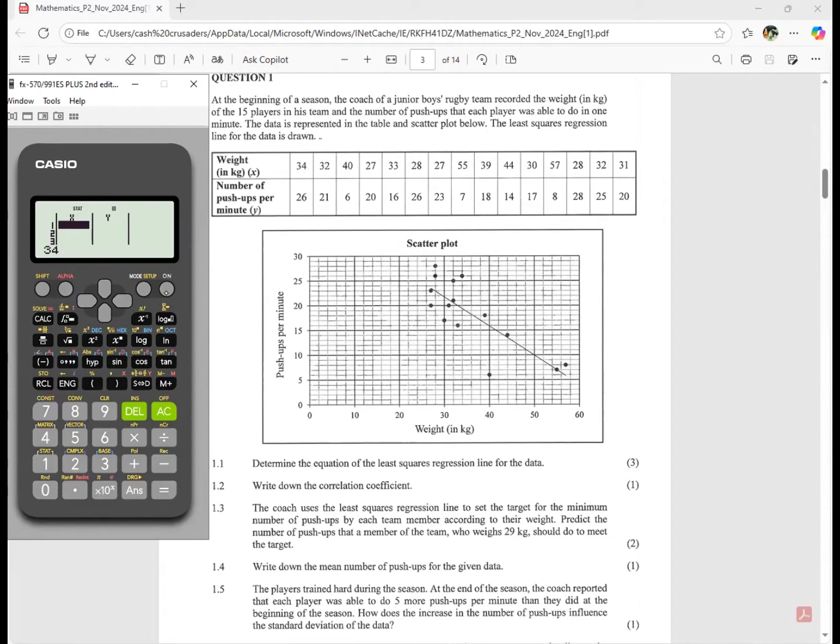So you have your 34, and then you press equal to enter that value, and then 32 equal to, and then 40 equal to. You just have to be careful. Make sure that you punch in your values correctly, because one mistake here, you can just kiss those marks goodbye. So 33 followed by 28. What could actually help you is to tick off those values as you are putting them in, so that you remember that you have already put in the value.